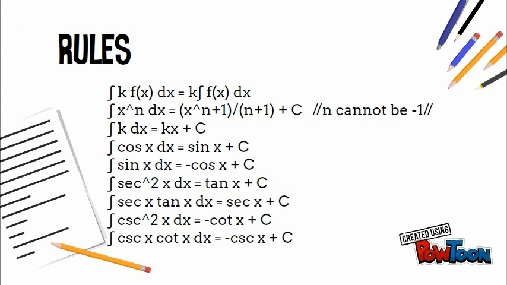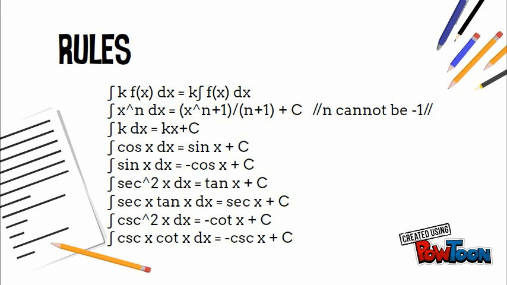The first one is called the constant multiple rule, where you have a number in the front, you can take it outside. And the second is called the power rule. When you have an exponent n, you add one and then divide by the new number. And then the third one is when you're integrating a single number k, you just simply add an x. And the following are just trig functions that will need to be memorized.